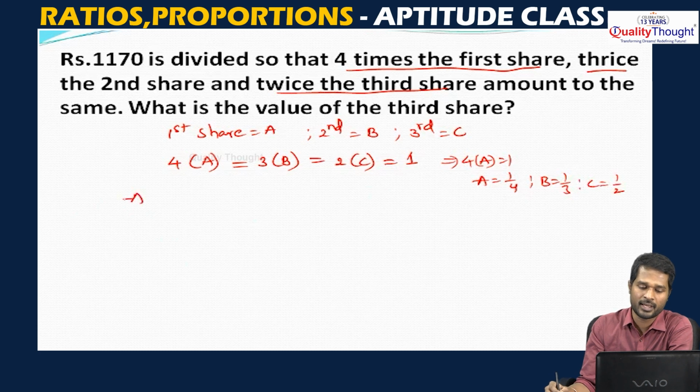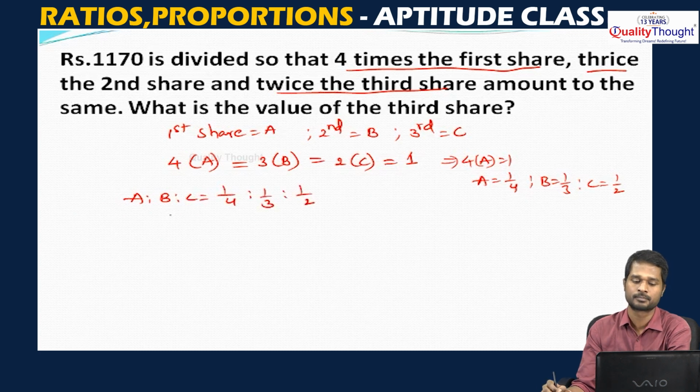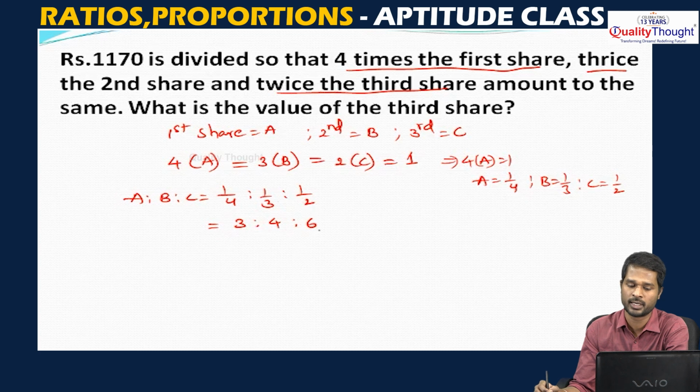So, I will write A is to B is to C as 1 by 4 is to 1 by 3 is to 1 by 2. Now, take the LCM. LCM of 4, 3, 2 is 12. So, 4 3s are 12, 3 4s are 12, 2 6s are 12. Or you can leave 4, multiply 3 into 2, which is 6. Leave 3, multiply 4 into 2, 8. Leave 2, multiply 4 into 3, 12.